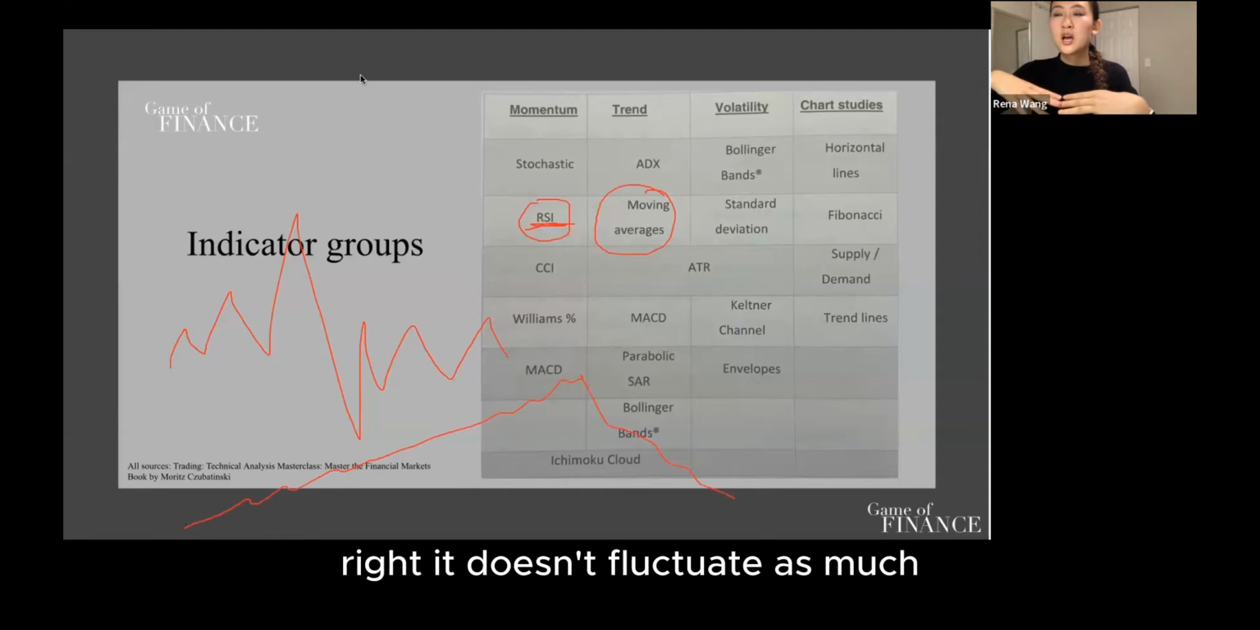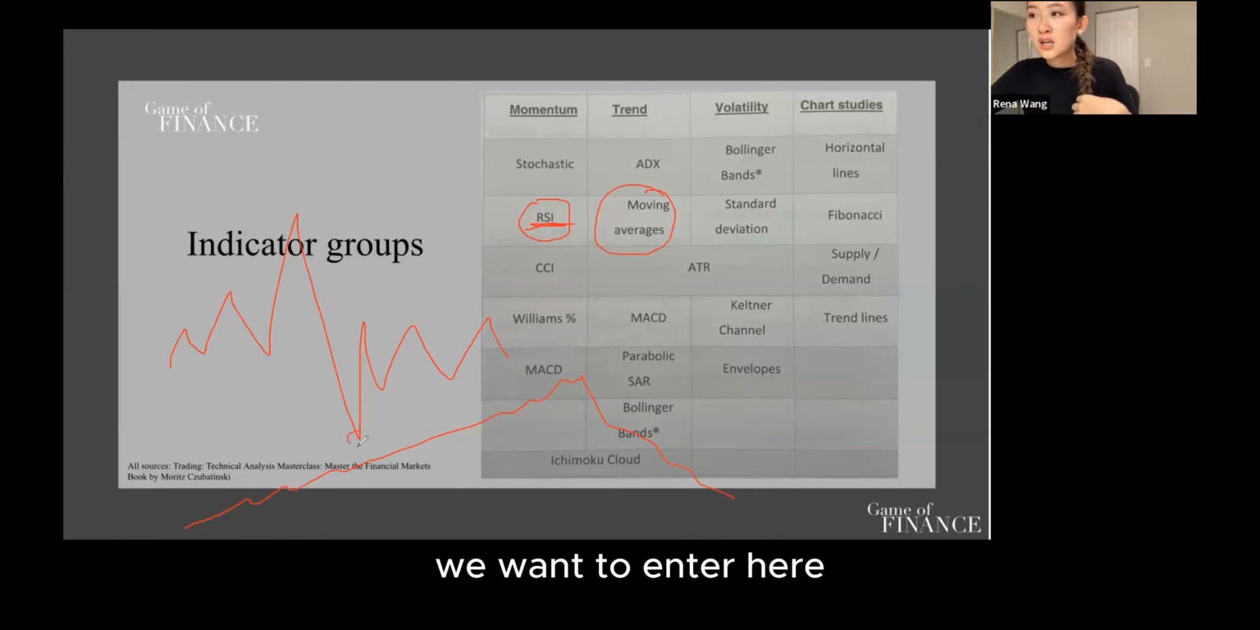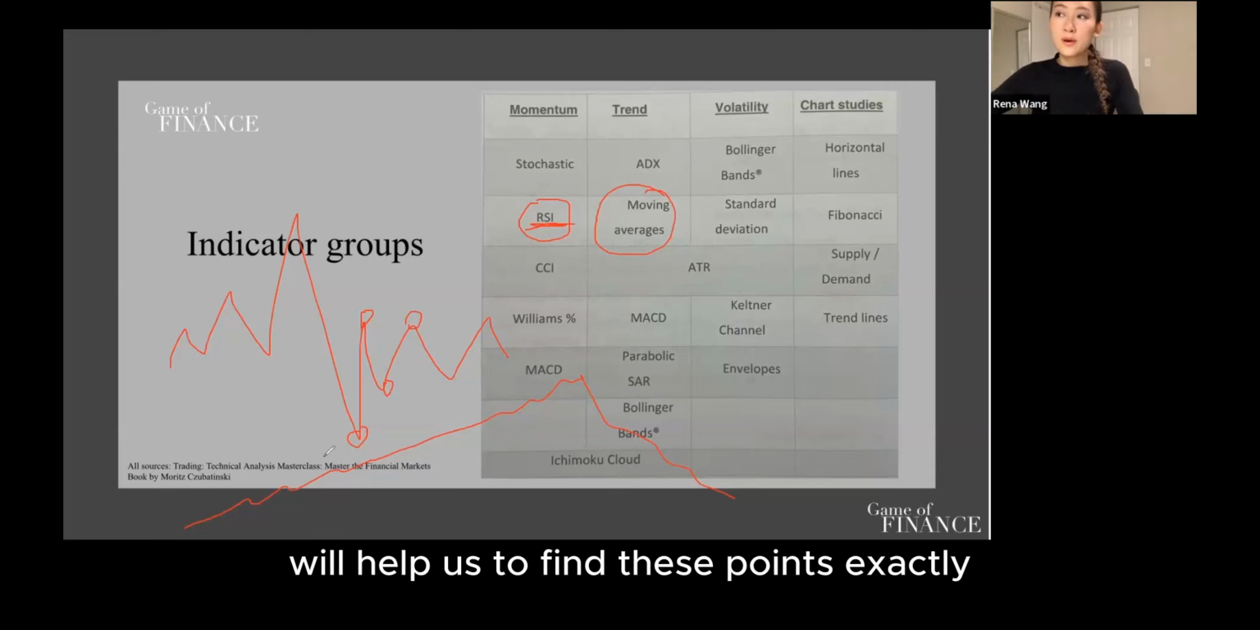The information that volatility indicators give us is usually needed when placing trades, when we're setting stops, and when we're setting entry points. For example, we want to enter here and make money right here and sell here, and enter again, make money here, and then sell again. So volatility indicators will help us to find these points exactly, okay?